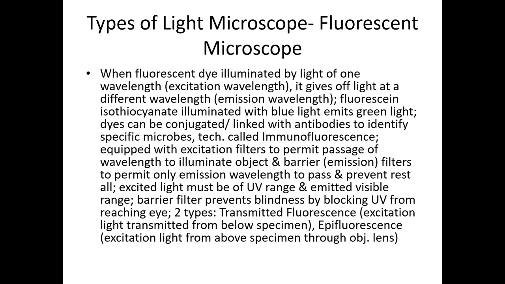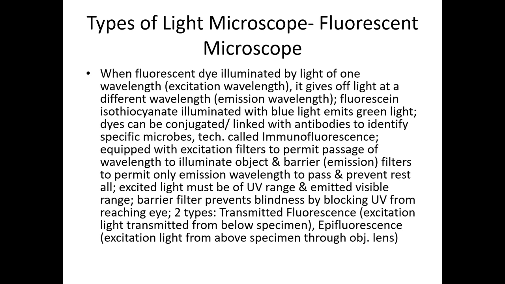So now the light which we use to illuminate is called excitation wavelength light. When a fluorescent dye is illuminated by light of one wavelength, that is called excitation wavelength, whereas the wavelength of light which is provided by the fluorescent stain is called emission wavelength. Two types are there: excitation wavelength, emission wavelength. Excitation wavelength is the light we use to illuminate the fluorescent objects or dyes, whereas emission wavelength is the light provided by the fluorescent objects or dyes. Clear? So when a fluorescent dye is illuminated by light of one wavelength, that is excitation wavelength, it gives off light at a different wavelength called emission wavelength.